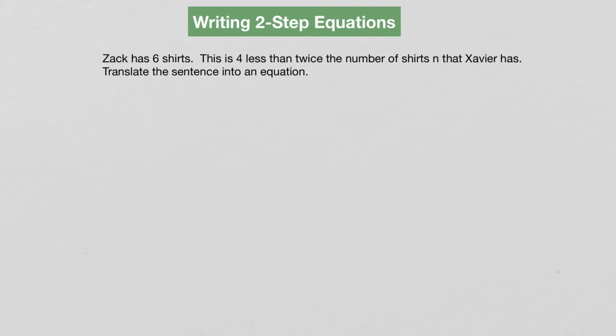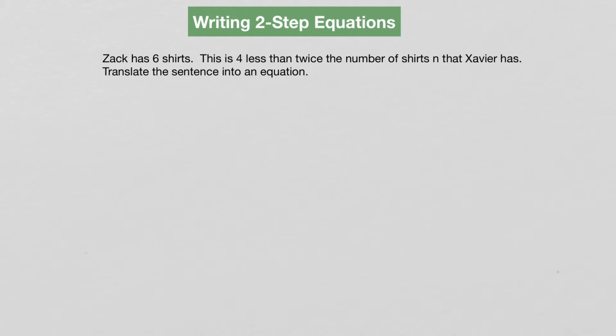Okay, class, in this lesson, I'm going to show you how to write a two-step equation from word problems. So the best way to do this is to start with some examples. Okay, so let's take a look at one example. Let's suppose Zach has 6 shirts. This is 4 less than twice the number of shirts N that Xavier has. Translate the sentence into an equation.